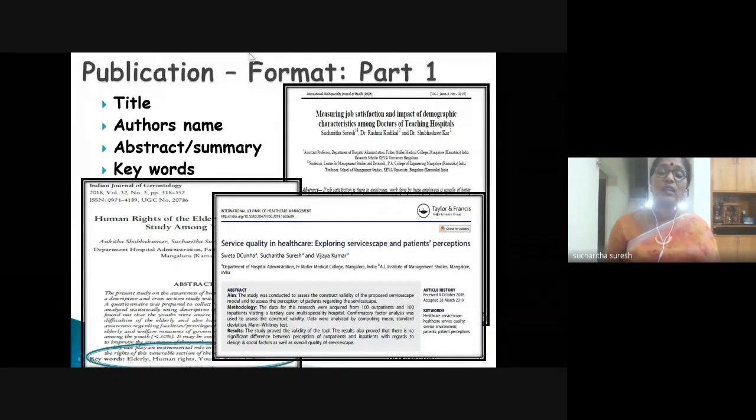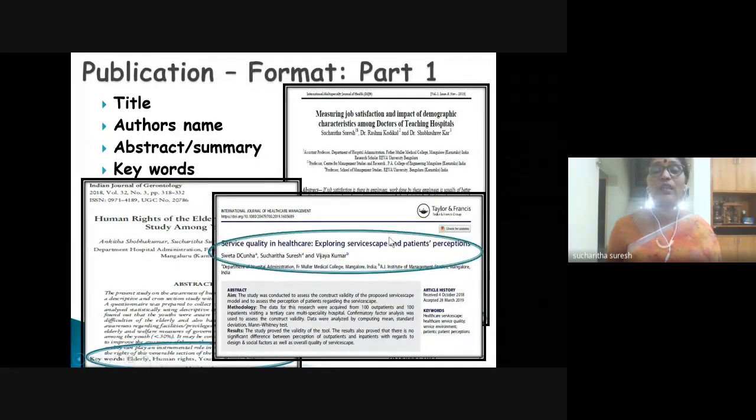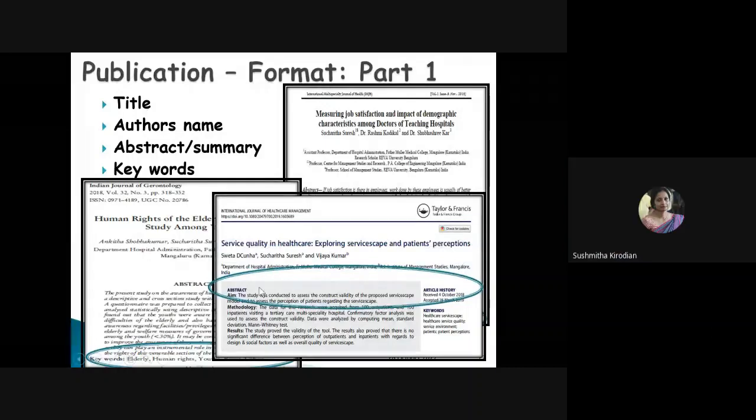All right. See, there is one more study, the service quality in healthcare. This is a study we have done, exploring servicescape and patients' perceptions. This is in a Q2 journal, Taylor and Francis. It is in a second quartile journal. Here also see the topic, and then comes the abstract.